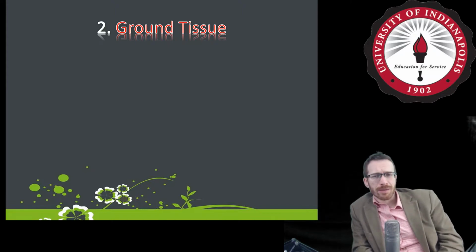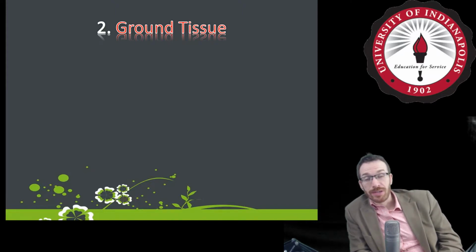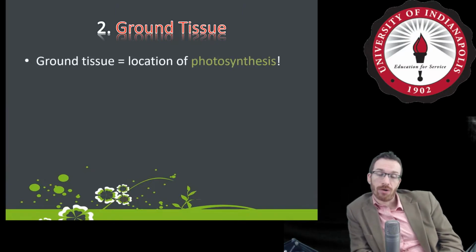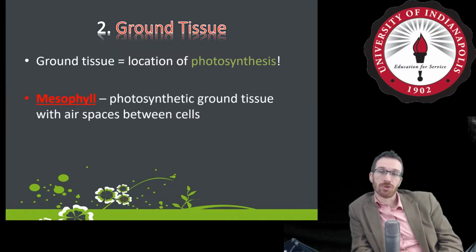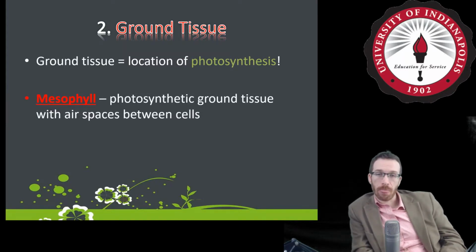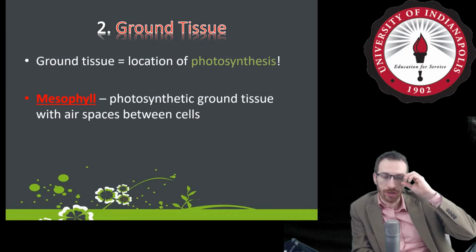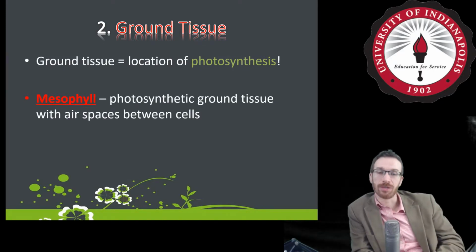Our second type of tissue is ground tissue. Ground tissue is where all the photosynthesis occurs within the plant. And usually most of this ground tissue that is going to be important in photosynthesis is within the leaves.